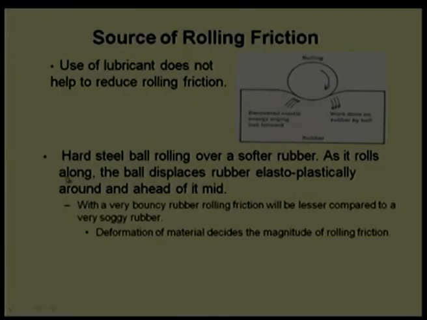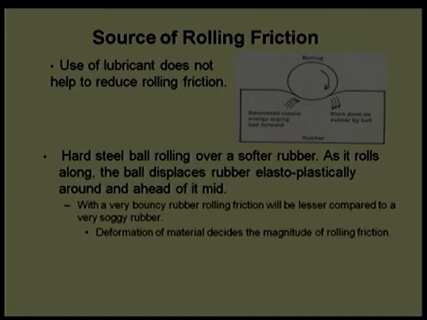So, this is what we will mention here: hard steel rolling over soft rubber, and as it rolls along, the ball deforms the rubber elastoplastically. If I assume only elastic deformation, then it will regain perfect shape. However, if I assume elastoplastic, then there will be permanent deformation on the rubber material. For simplicity, we generally assume the applied load is much lower than that which can cause plastic deformation. Now, it depends on the behavior of the material, whether it is a bouncy rubber.